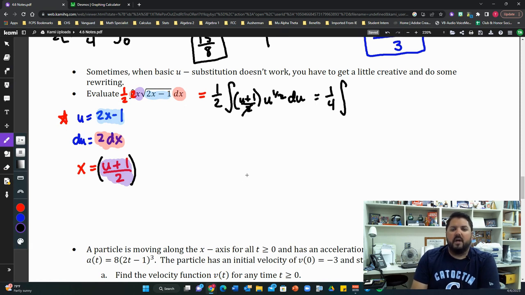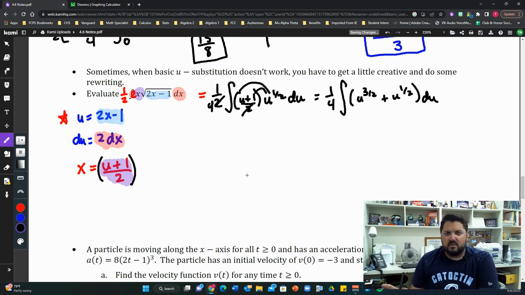So this guy's gone now because I turned this into 4, and now I'm just left having to distribute u to the 1/2 to both of these. So that gives me u to the 3/2 plus u to the 1/2 times du. That's much easier to work with than the form that we had when we first rewrote it. Now this just becomes two power rule problems, so nothing crazy difficult.